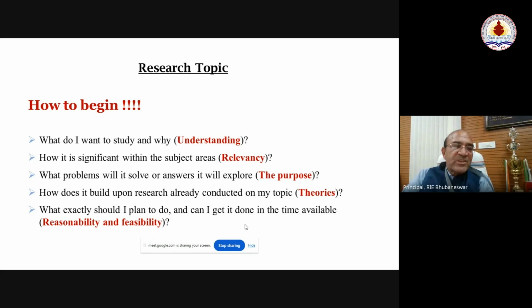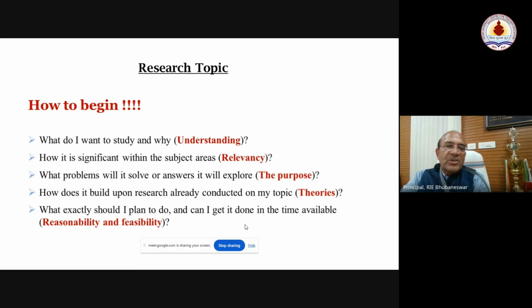Similarly, when we talk about Newton's theory, Einstein's theory. In Einstein's special theory of relativity, gravitation is not considered. But when gravitation is considered, the same Einstein's theory of relativity becomes the general theory of relativity. So is the theory which is existing in the topic of my interest complete, or are there certain gaps which that theory is not addressing? Then what type of theory should I formulate? So how does it build upon research already conducted on my topic? That is important. That's why we go for a review of literature. What type of outcomes are there, and where are the gaps?